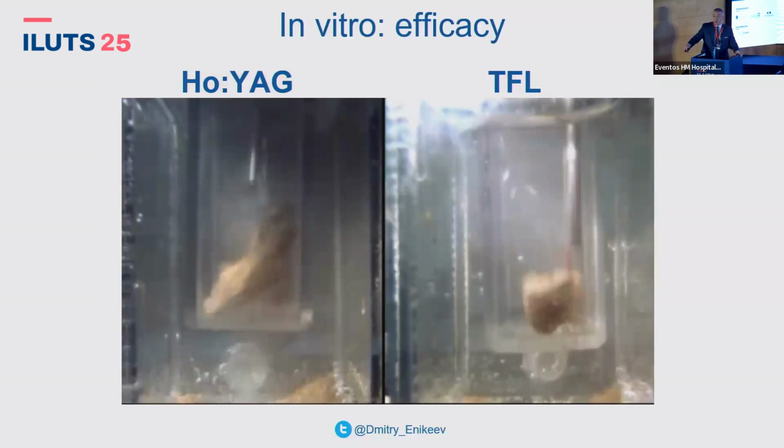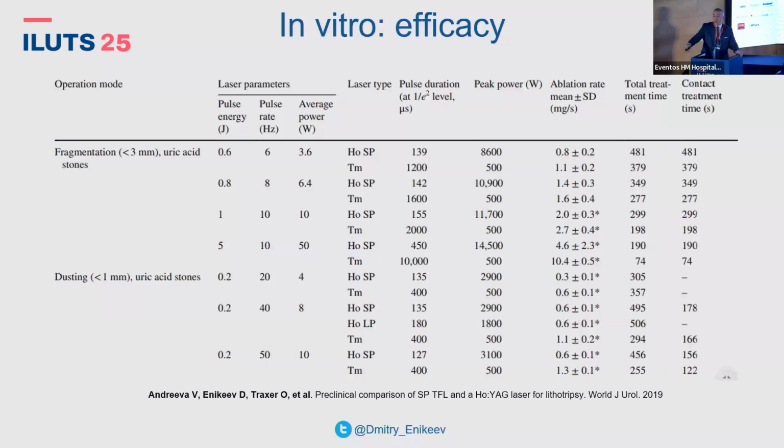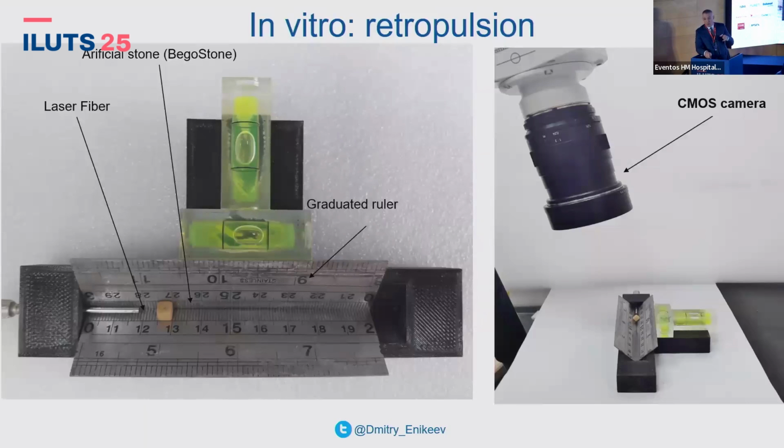All the process was recorded with a high-speed camera. And finally, we published it and found that in dusting mode and in fragmentation, with high pulse rate, thulium fiber was 2 times more effective than Holmium.